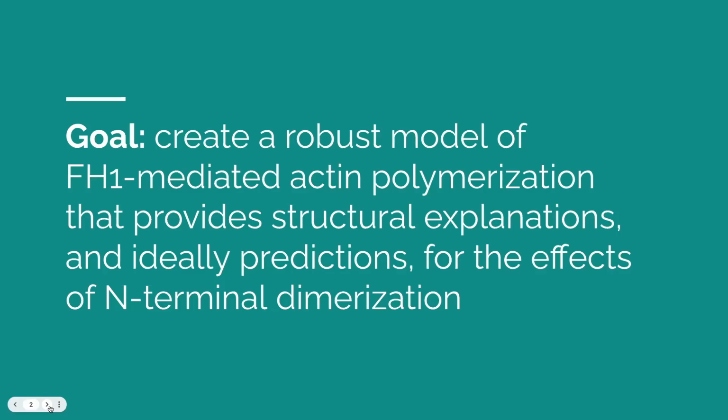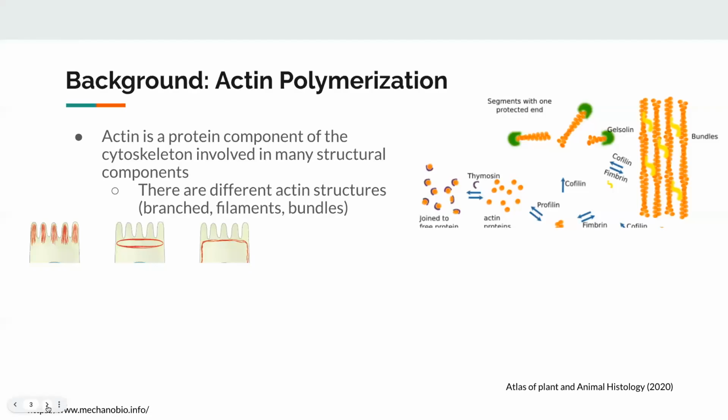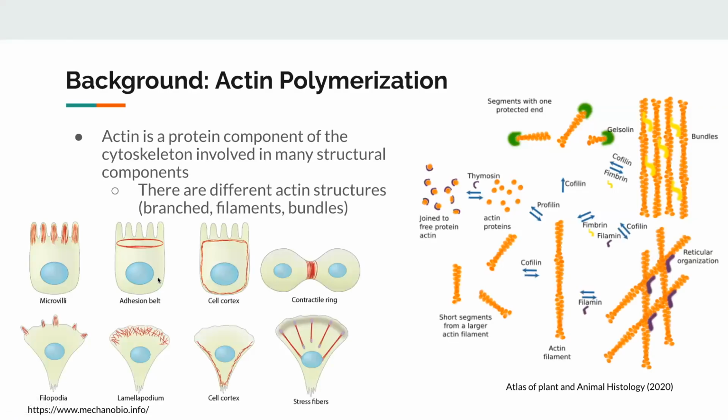So the overarching goal of my project is to create a robust model of FH1-mediated actin polymerization that provides structural explanations and ideally predictions for the effects of N-terminal dimerization. This will hopefully make more sense as I continue, but please keep this overall goal in mind as I go into some background. So to start, I want to explain a little bit about what actin is.